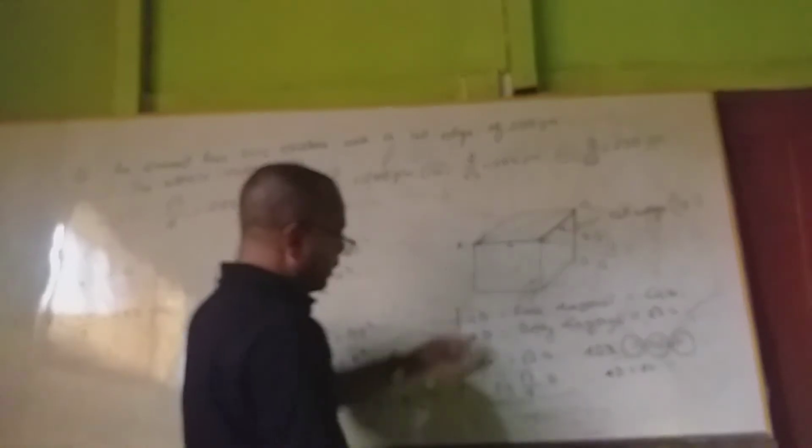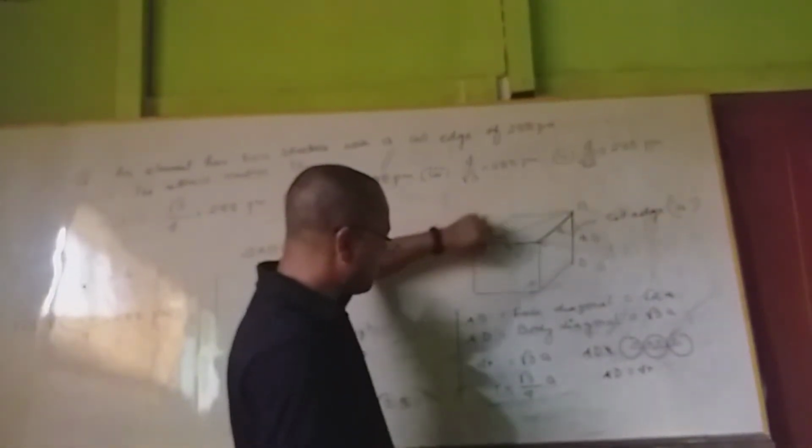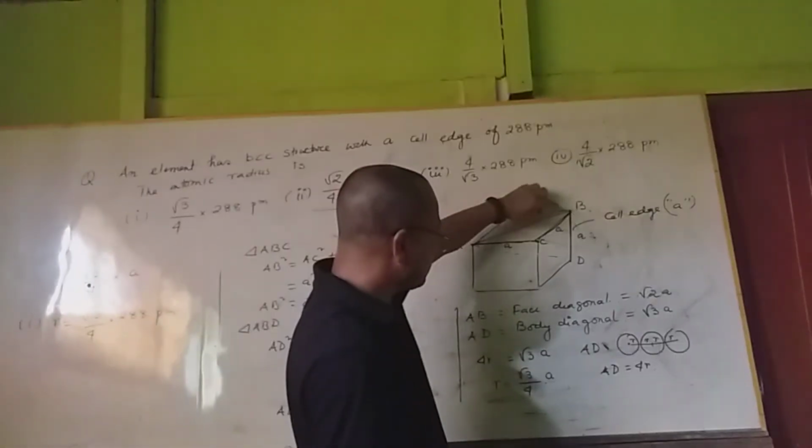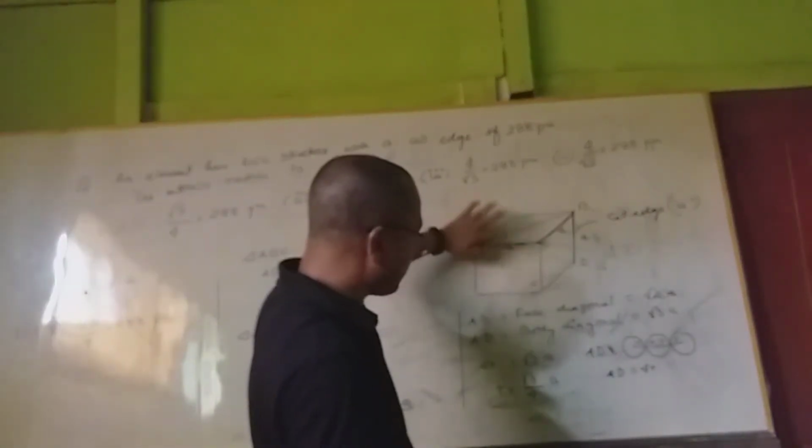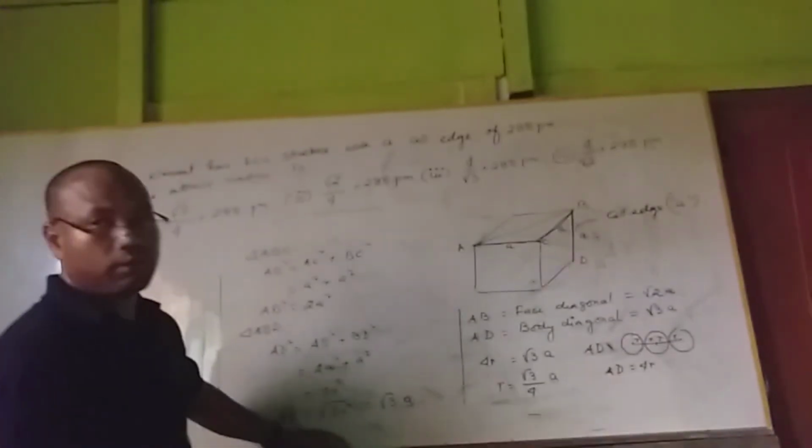So this is the cell edge, which we write as A, and this is another cell edge, which we write as A, and this is another. All these sides are the same, so I write all are A.